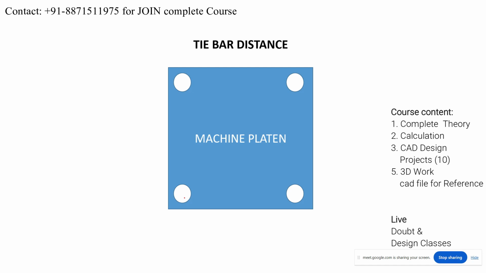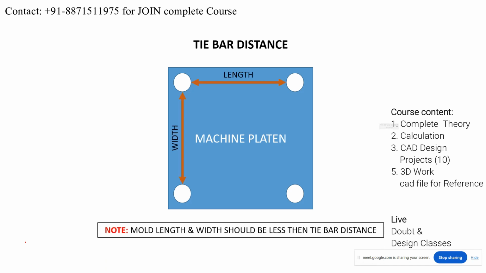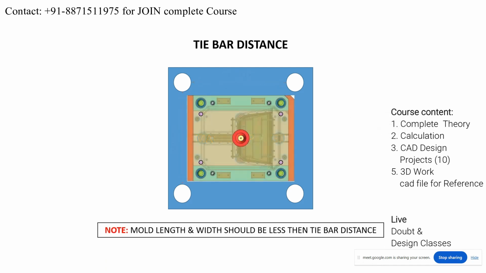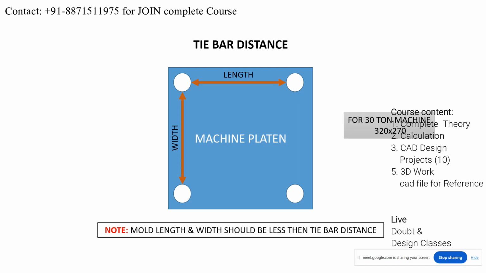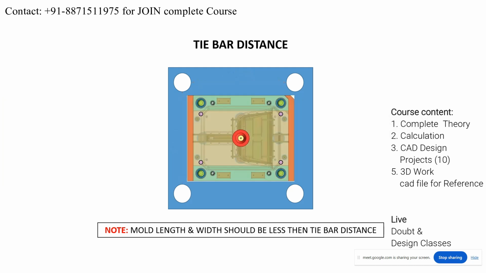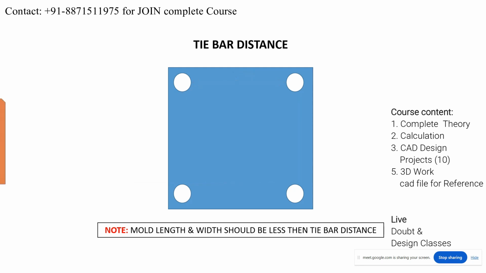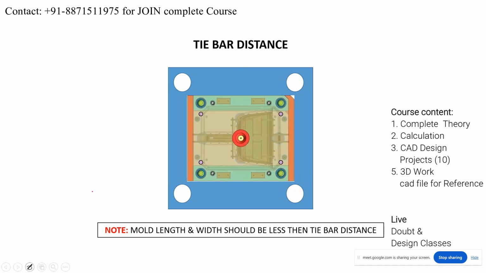For example, this is the top view, right? You can say that. So for example, mold will be like this. So this is the length and width, and mold will come like this. See here. It will become like this, so it should be less than this distance. It should be less than this distance, you can say that, right? So this is very important.